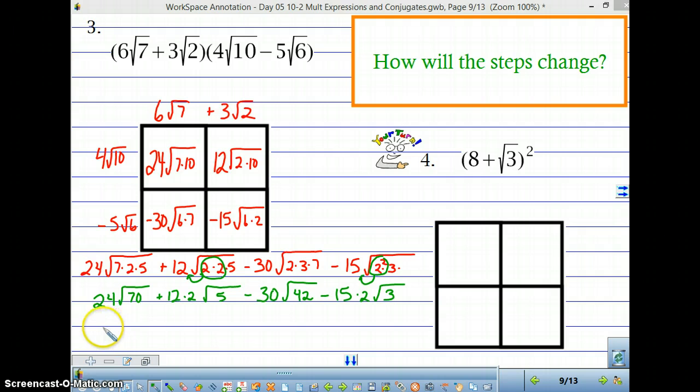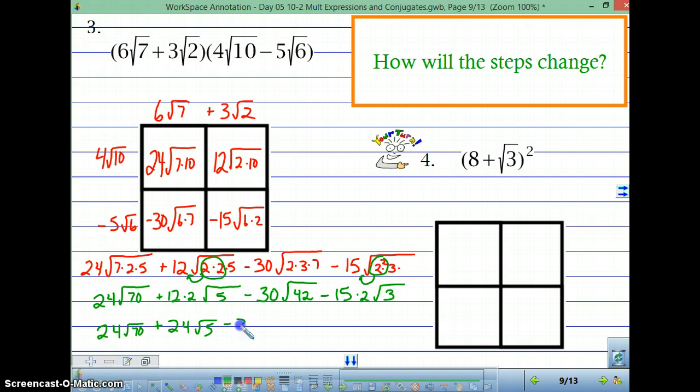Okay, so here we go. We've got 24 root 70 plus 24 root 5 minus 30 root 42 minus 30 root 5. No, root 3. Are there any like terms here? No, I have a root 70, a root 5, a root 42, a root 3. I cannot combine any of those. So this is your final answer.